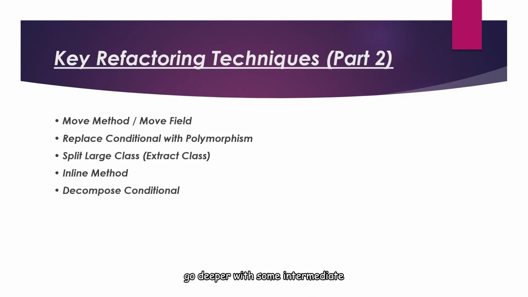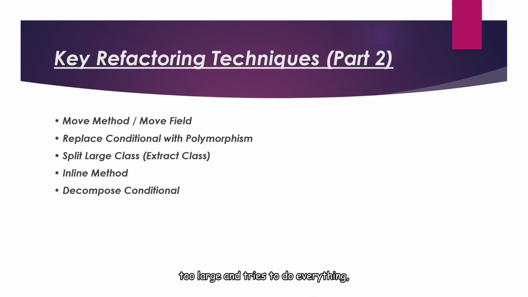Let's go deeper with some intermediate techniques. Move method and move field involve reallocating logic to where it naturally belongs. If a method uses more data from another class than from its own, it probably belongs there. Another technique is replace conditional with polymorphism. Instead of messy if-else ladders or switch cases, leverage object-oriented principles. Different classes can handle different behaviors cleanly and elegantly.